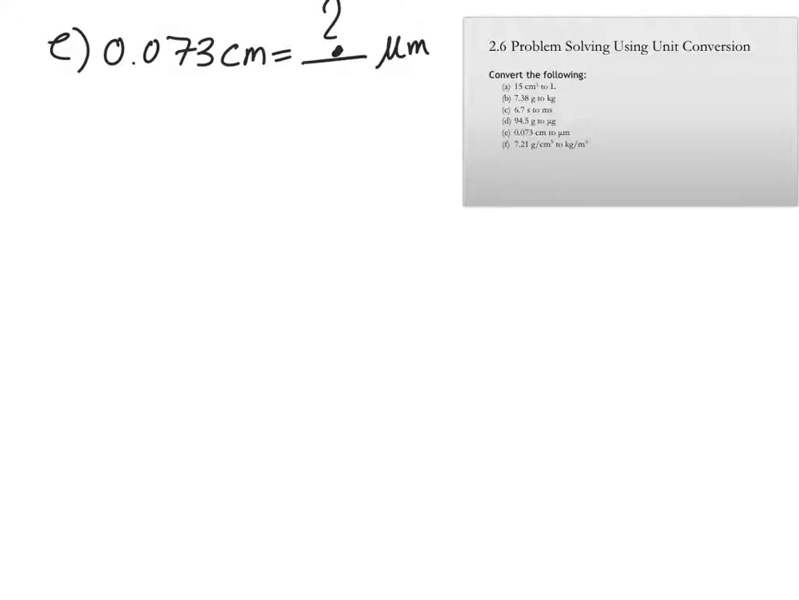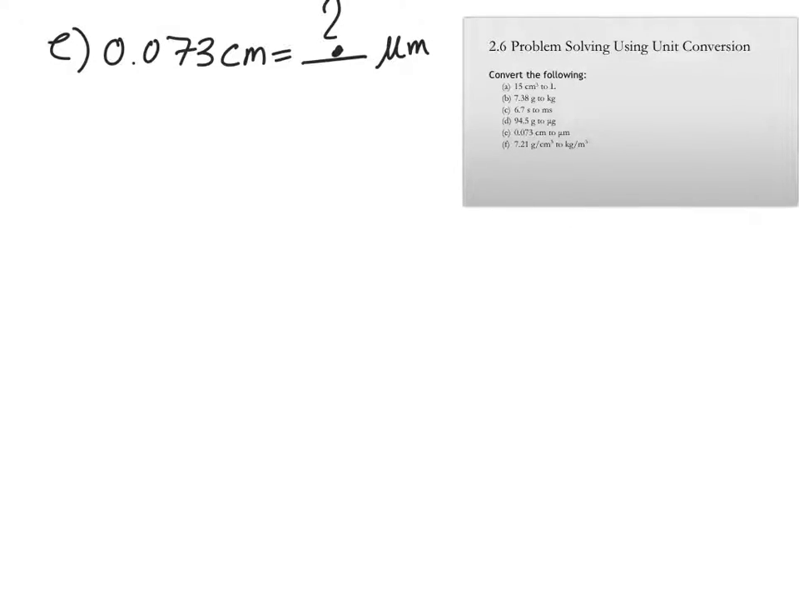Problem E is converting from centimeters to micrometers. Now, all the previous ones, A through D, used the base unit in one of the calculations, so they were pretty simple. This one doesn't. So there's 2 ways you could do it. You could go from centimeters to meters, and then meters to micrometers, or you could kind of do some work to do it more in one step. And so I'll show that way to do it.